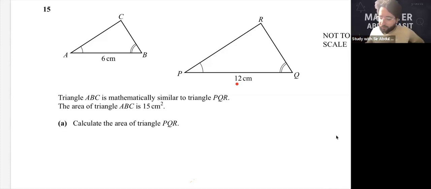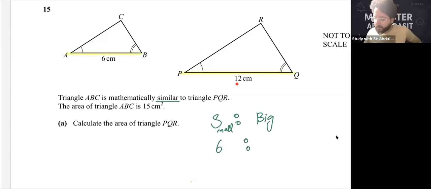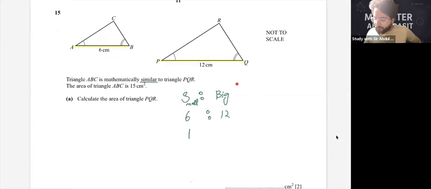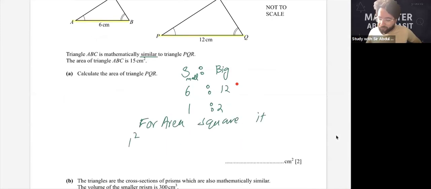When they are similar, the ratio of their corresponding sides is the same. So I find small ratio big first, to see what the ratio is. The length of the small one is 6 and this is 12. So this is 6 ratio 12. If we simplify this, this is 1 ratio 2. For area, square it. So it is 1 square ratio 2 square. So it is 1 ratio 4.